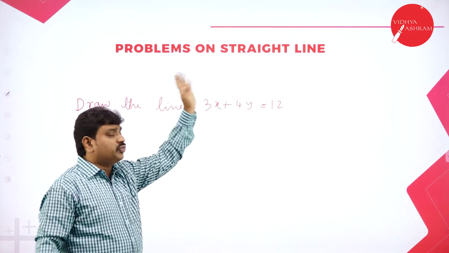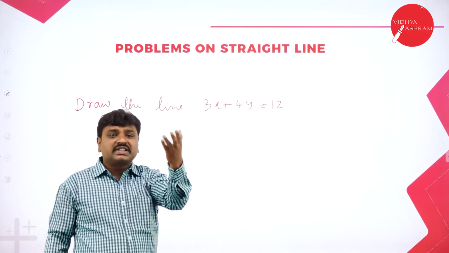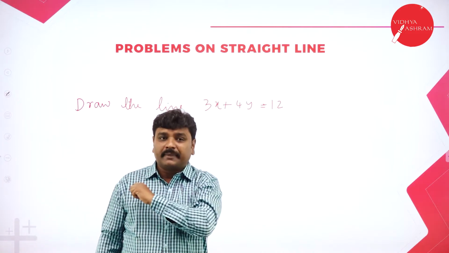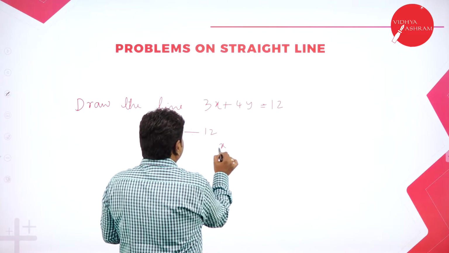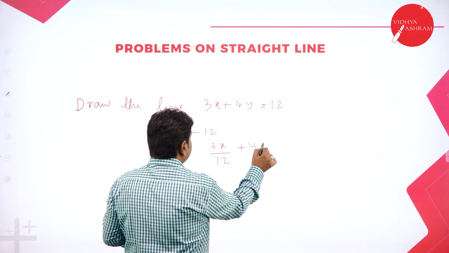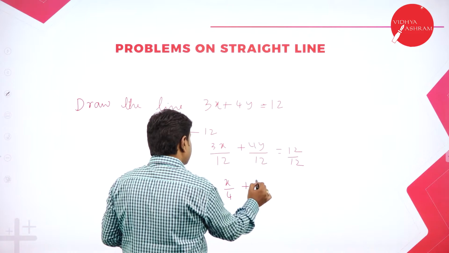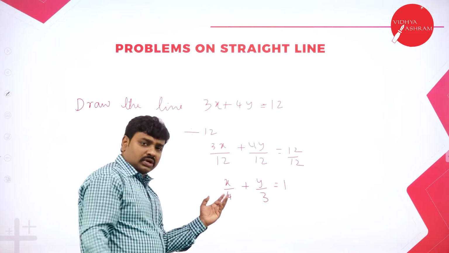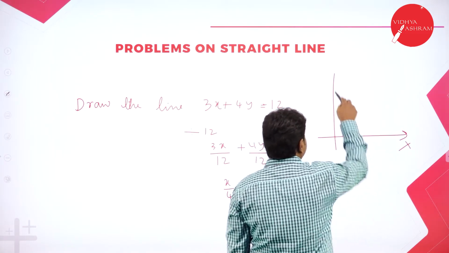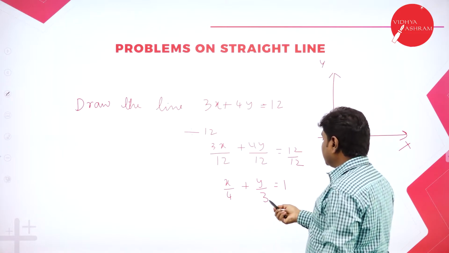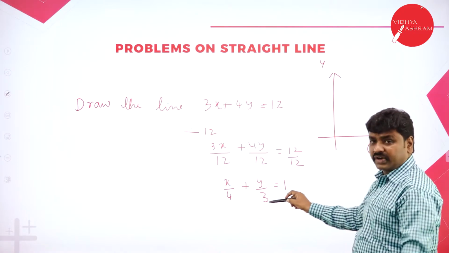Now, 3x plus 4y equal to 12. When I observe this, I can easily convert it into intercept form. What is intercept form? x by a plus y by b equal to 1. I can convert this into that form by dividing by 12. 3x by 12 plus 4y by 12 is equal to 12 by 12. Further, it will become x by 4 plus y by 3 is equal to 1. Now, can't you draw this? Yes, it's easy to draw. How to draw? This is the x-axis, this is the y-axis, and it cuts the x-axis at 4. So one of the points is 4 comma 0, the x-intercept. The other is the y-intercept, 0 comma 3.